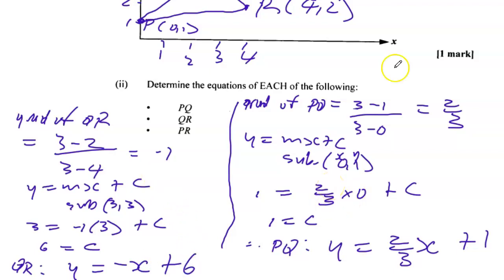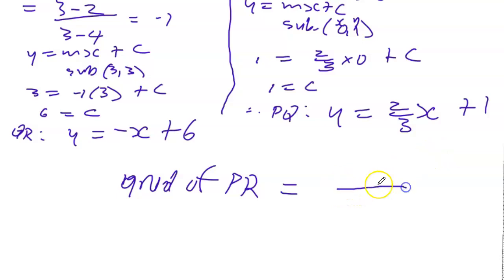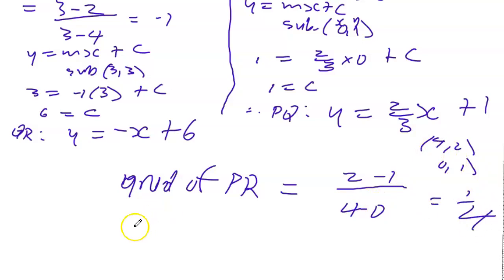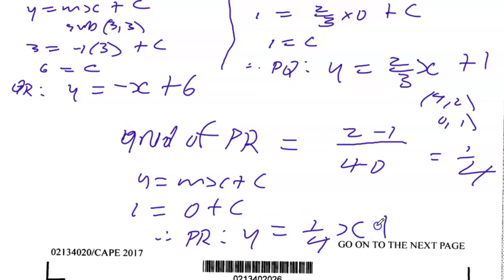And now for PR, gradient of PR, using 4, 2, and 0, 1. So 2 minus 1 upon 4 minus 0. So the gradient is a quarter. And then you use y equal mx plus c to find the value of c. So we end up with, using 0, 1, y would be 1, mx would be 0. So c would be 1. So therefore, the equation of PR is y equal to a quarter x plus 1.